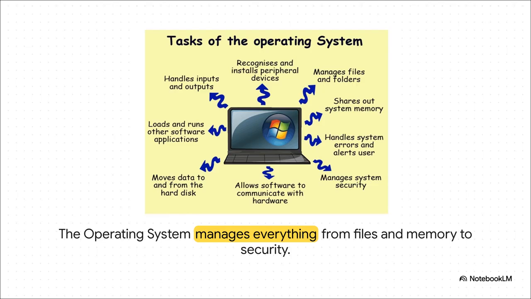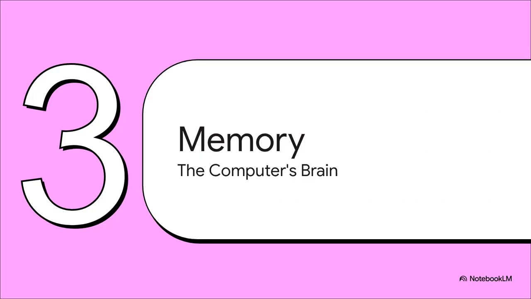It does everything from organizing your files and folders to sharing out the computer's memory so different apps don't crash into each other. But most importantly, it's the translator that allows the software you use to actually talk to the physical hardware. Honestly, without the OS, your computer is just a box of useless parts. All right, we've talked about the software layers. Now it's time to get physical and look at the actual hardware where all this action takes place.